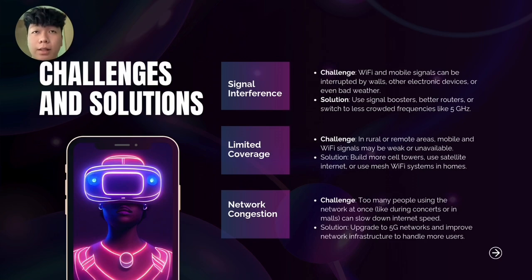The second is limited coverage. The challenge for this is that in rural or remote areas, mobile and Wi-Fi signals may be weak or unavailable. The solution for this is to build more cell towers, use satellite internet, or use mesh Wi-Fi systems in homes. And the last thing I'm going to talk about is network congestion. The challenge for this is too many people using the network at once, which can slow down the internet speed. And the solution for this is to use or upgrade to 5G networks and improve network infrastructure to handle more users.